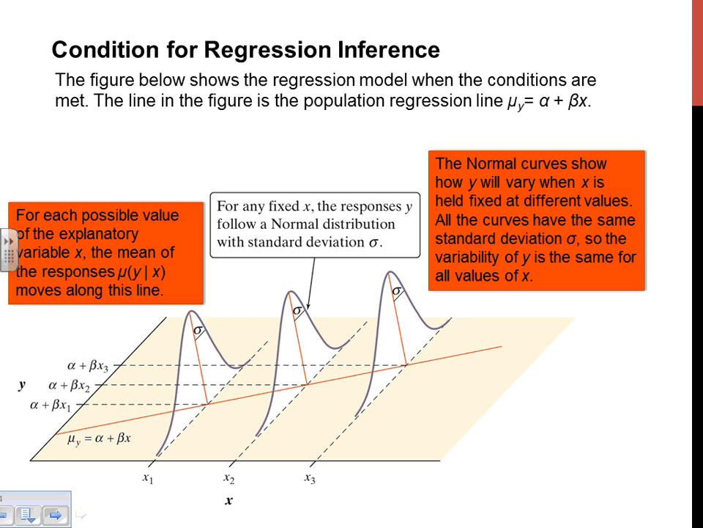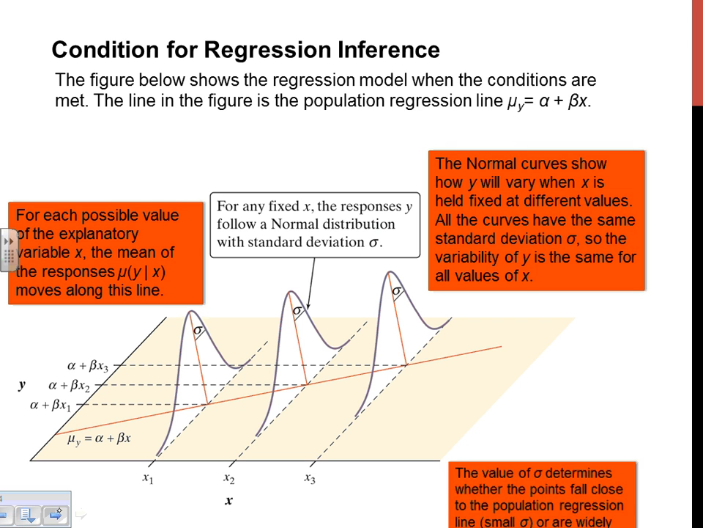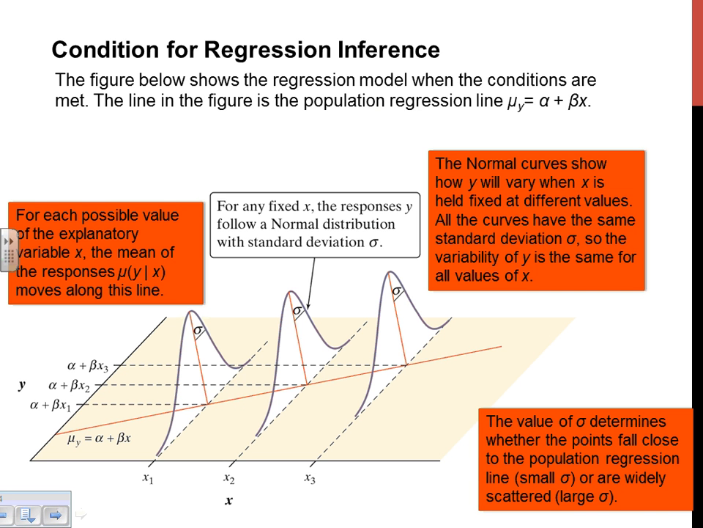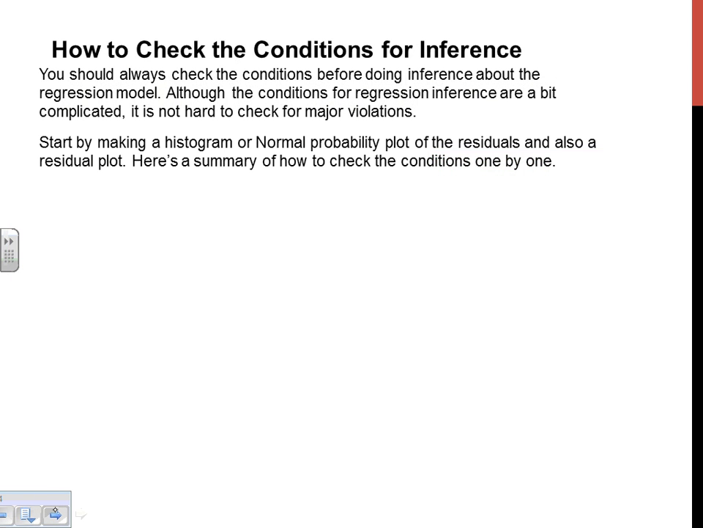For each possible value of the explanatory variable x, the mean of the response mu sub y given x moves along this line. The normal curves show how y will vary when x is held fixed at different values. All the curves have the same standard deviation, sigma, so the variability of y is the same for all values of x. The value of sigma determines whether the points fall close to the population regression line, a small standard deviation, or they're really wide and scattered, which would be a large standard deviation.